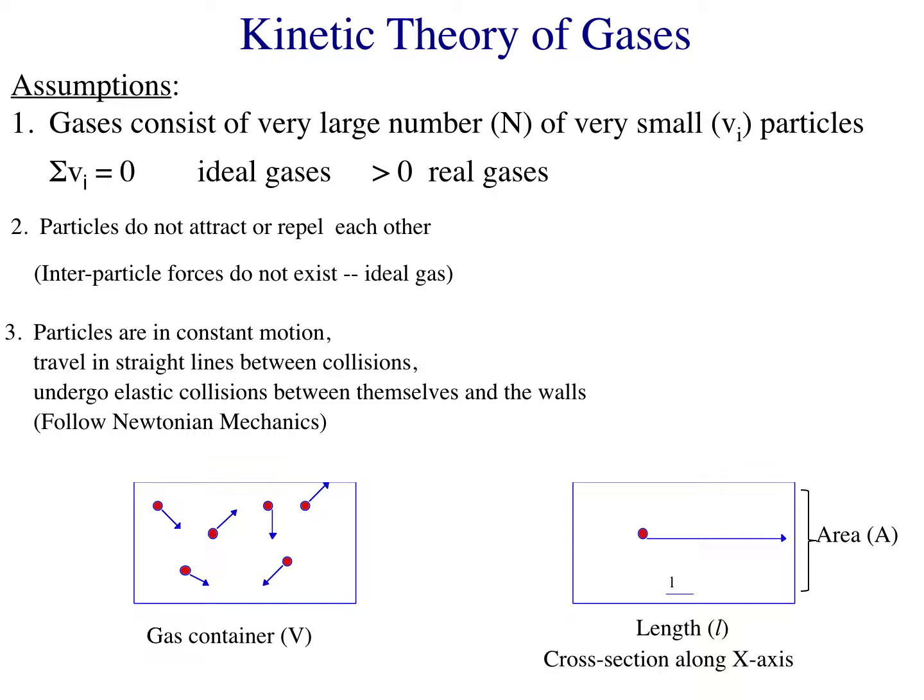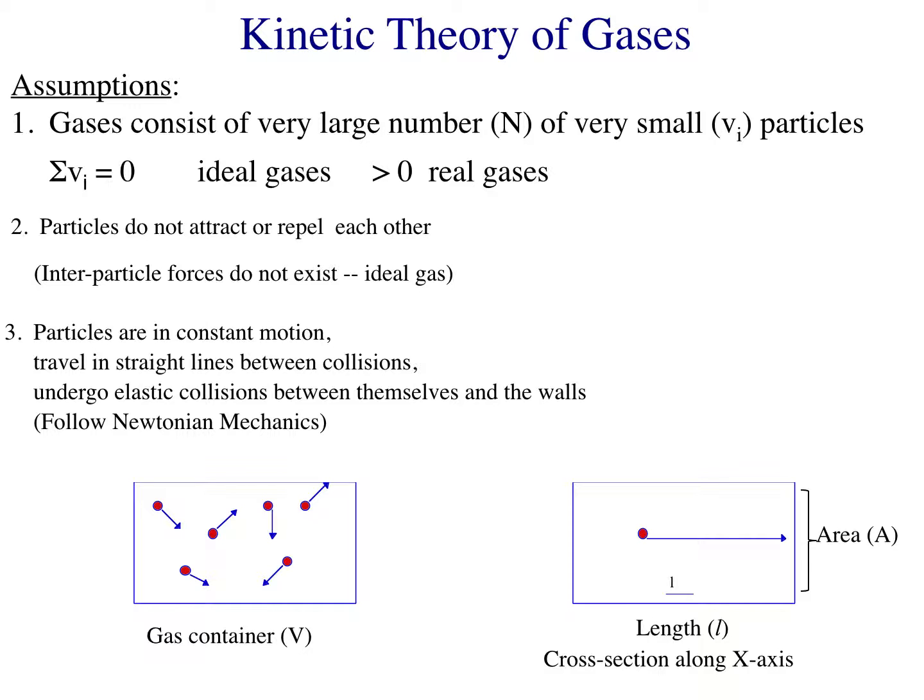Now we will assume that the gas container has a rectangular cross-section of length L and area of cross-section A. And our particle is moving along the x-axis. This is an important assumption we make, that the particle is moving along the x-axis. We can question this assumption later on and see what changes we need to make, or if no changes are to be made in our derivation.